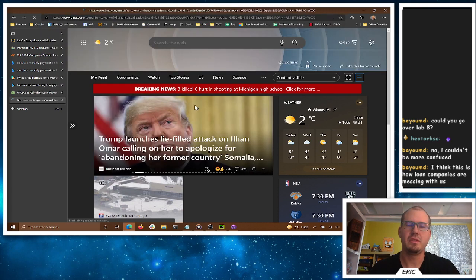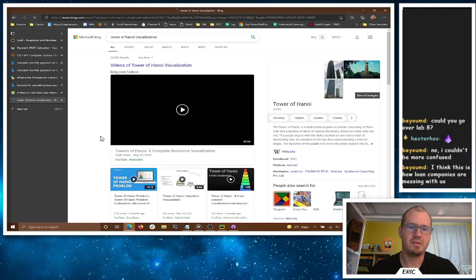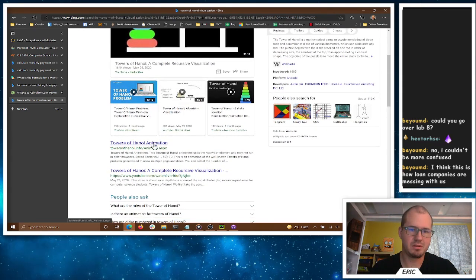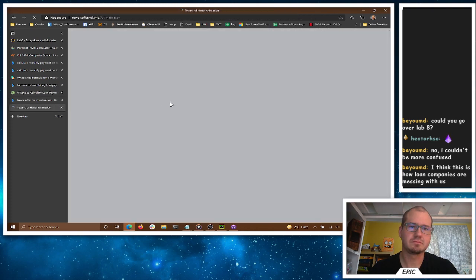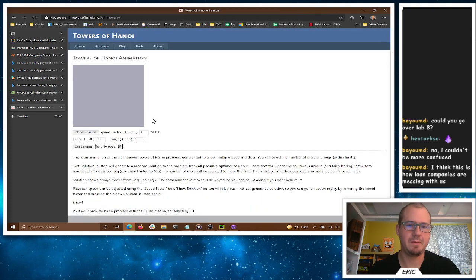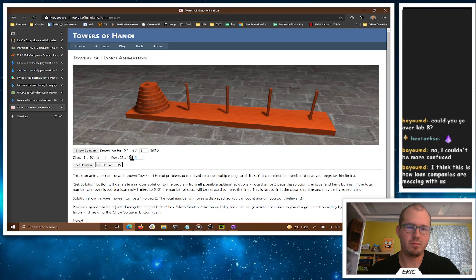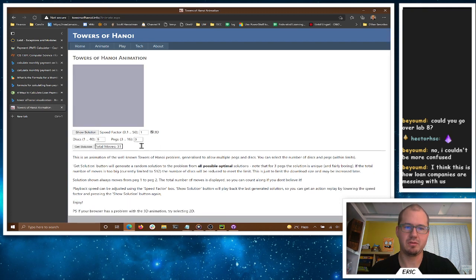Visualization. So the idea with the Towers of Hanoi is, there's a website for it. Is it this one? Maybe it's this one. Yep. The idea is you have to move disks from one peg to another. Oh, let's do 5 disks here. Is that going to do it for us?